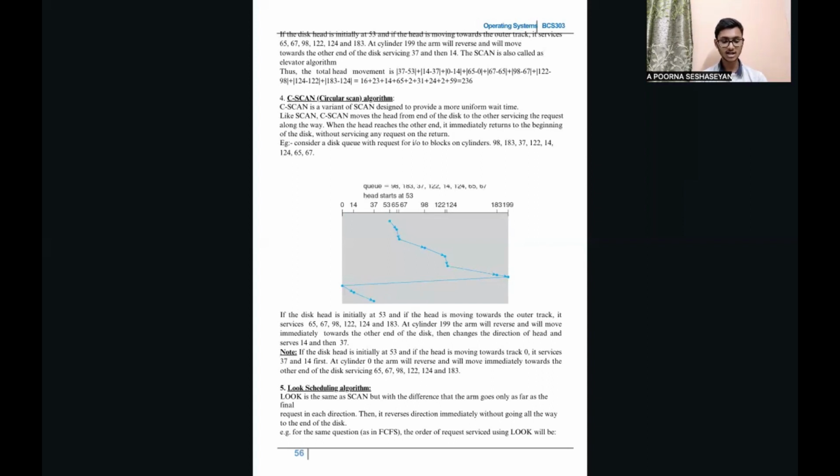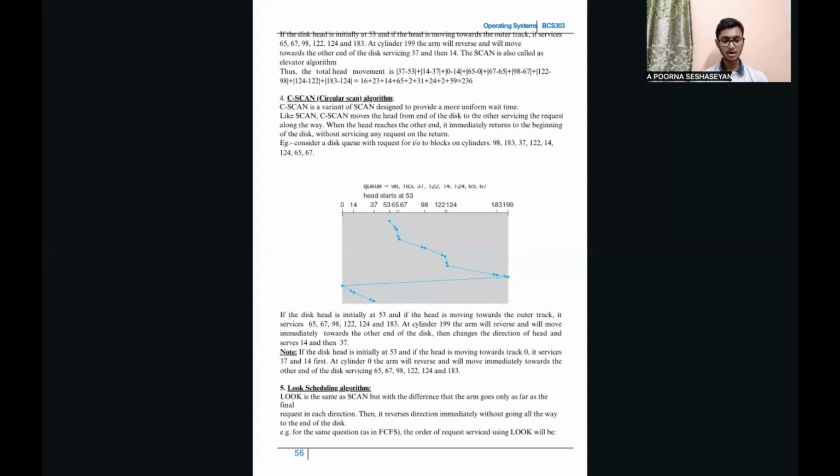So if the disk head is initially at 53 and if the head is moving towards the outer track, it services 65, 67, 98, 122, 124 and 183 as I told. At cylinder 199, the arm will reverse and will move immediately towards the other end of the disk. Then it changes the direction of the head and services 14 and then 37. Note, if the disk head is initially at 53 and if the head is moving towards track 0, it services 37 and 14 first. Whereas at cylinder 0, the arm will reverse and will move immediately towards the other end of the disk servicing 67 and so on. But in terms of C-scan, when it comes to 199, it services first 14 and then it comes to 37, not from 37 to 14.